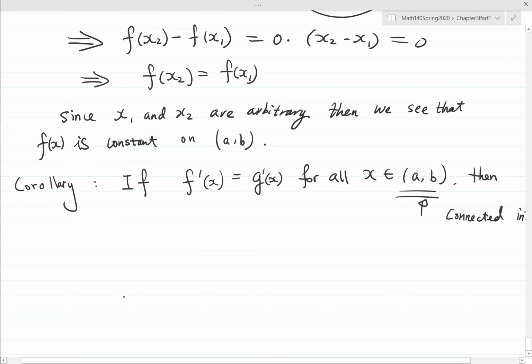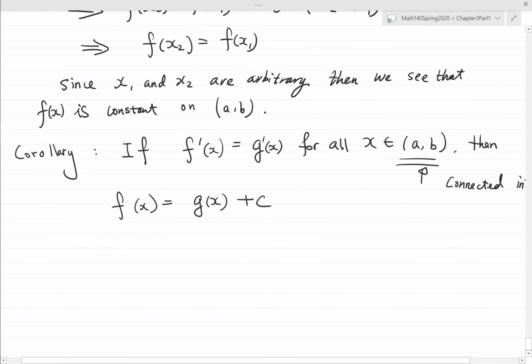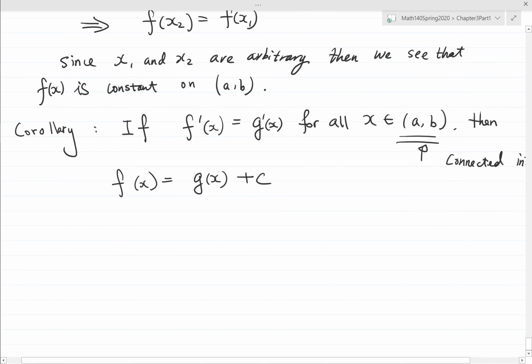Then f(x) equals g(x) plus a constant c. They differ only by a constant. That is, if we know two functions have the same derivative, then the functions differ by a constant on a connected interval. Okay, proof.